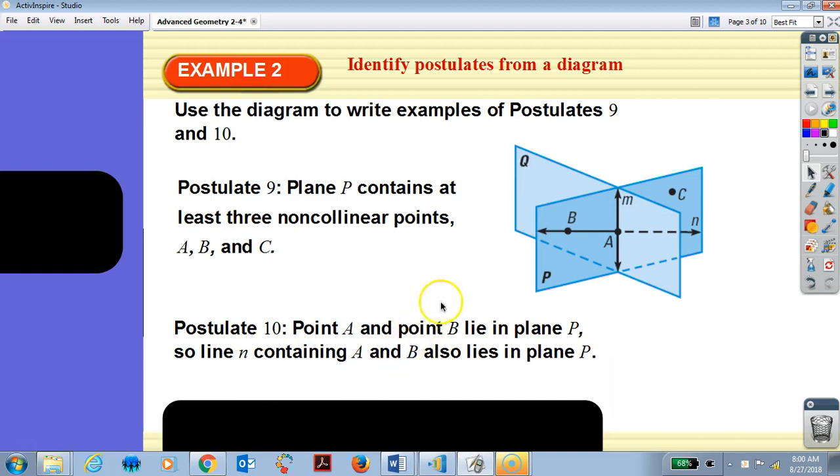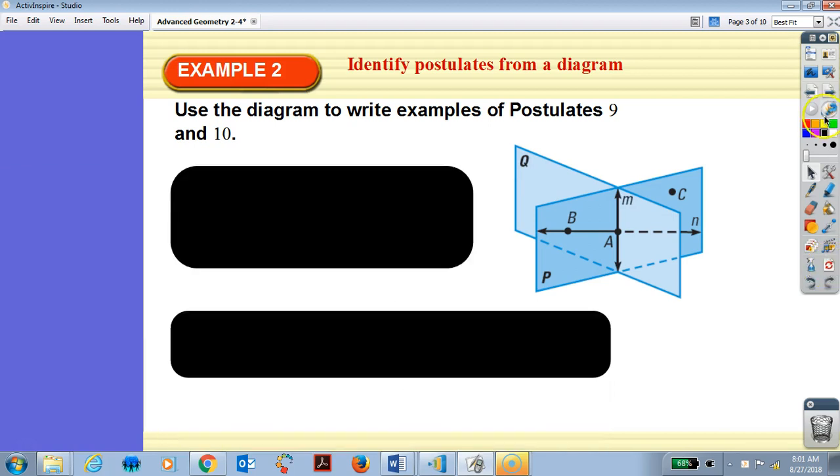Make sense? So you're probably thinking, wow, these are a lot of postulates. Do I have to have these memorized? Yes, you have to have them memorized. Not just the wording, but also which number they go with.